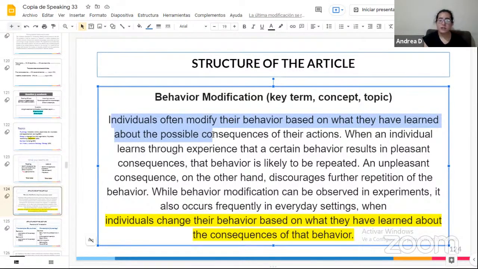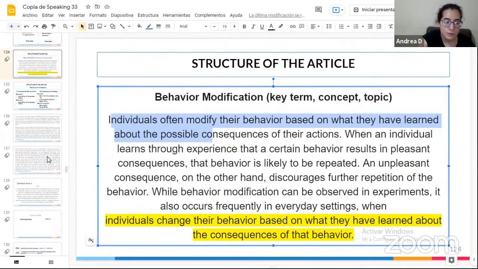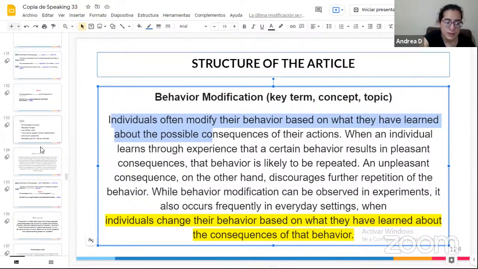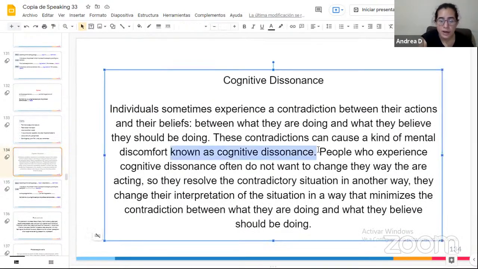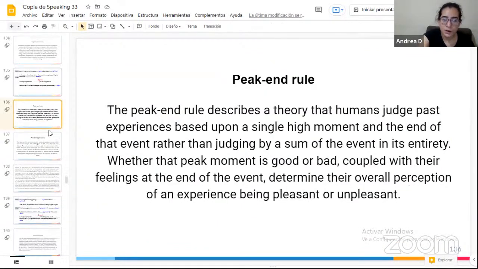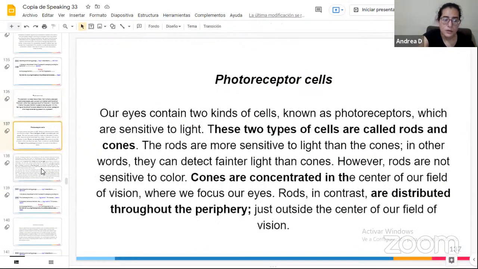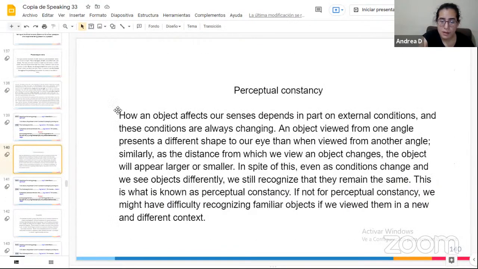Now, the definition is always going to be there. It could be at the beginning, the middle, at the end. Sometimes you have some red flags. So for instance, here you have something like, this discomfort is known as cognitive dissonance. So it's known as, is described as, or is called. So whenever you have something like that, pay attention, it's probably going to be a definition.